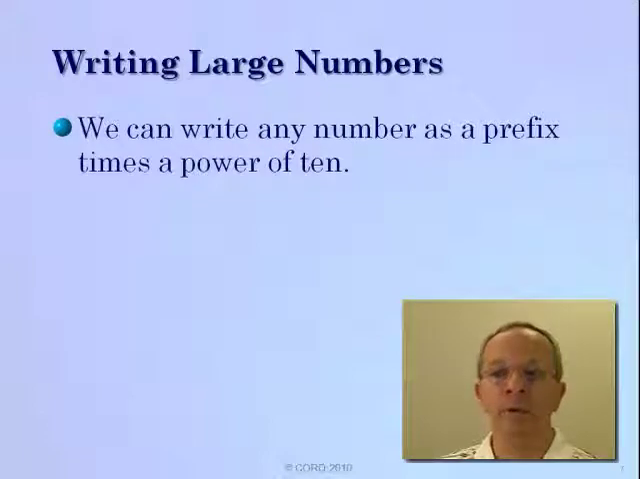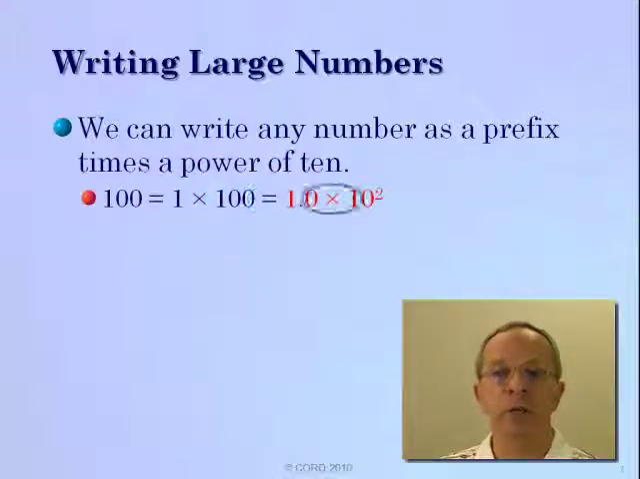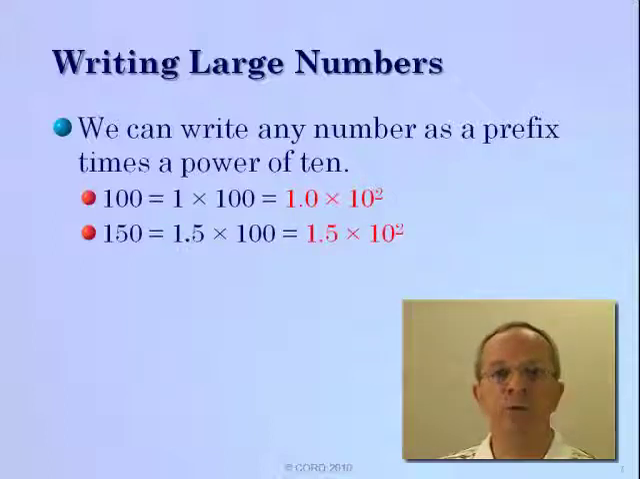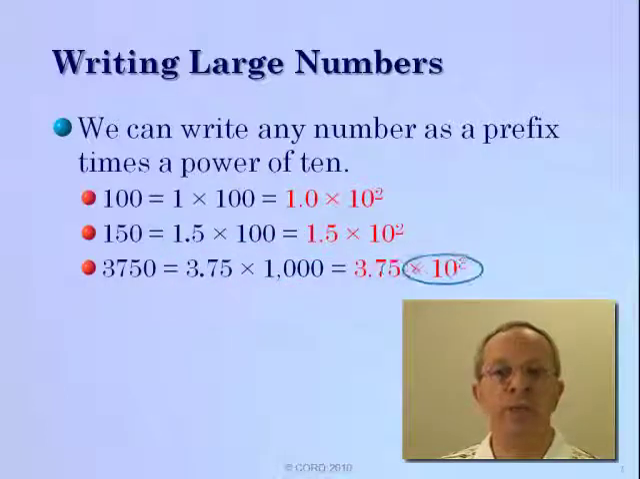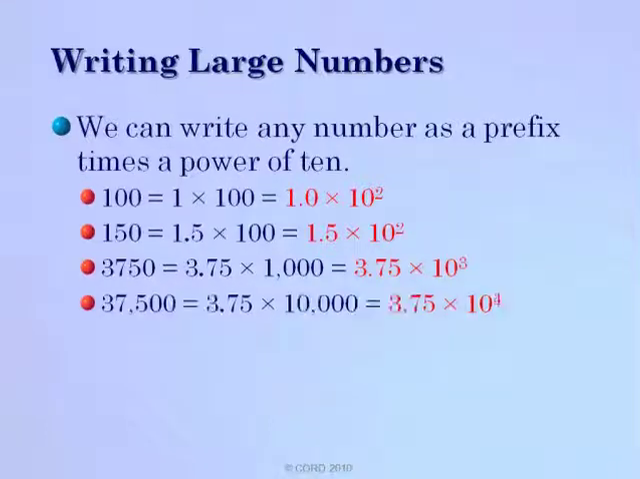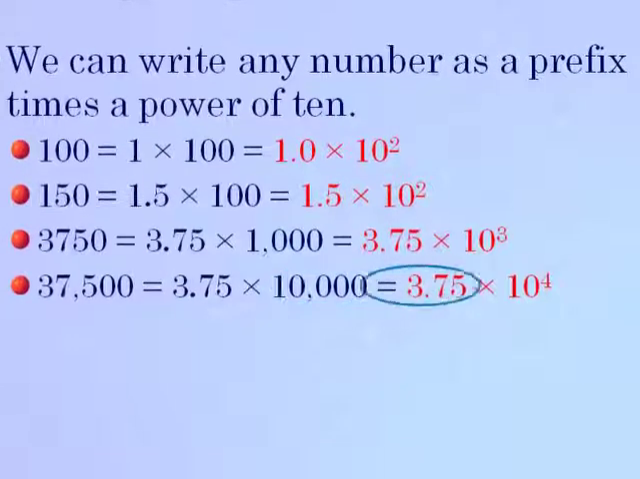Now let's write some large numbers. We can write any large number as a prefix times a power of 10. So for example, 100 could be 1 times 100, which is 1.0 as a prefix times 10 to the 2. That's a number in scientific notation. 150 is 1.5 as a prefix times 10 to the 2, which is the base and the exponent. That would be the number in scientific notation. Or 3,750 would be 3.75 times 10 to the 3. Or 37,500 would be 3.75 times 10 to the 4th.